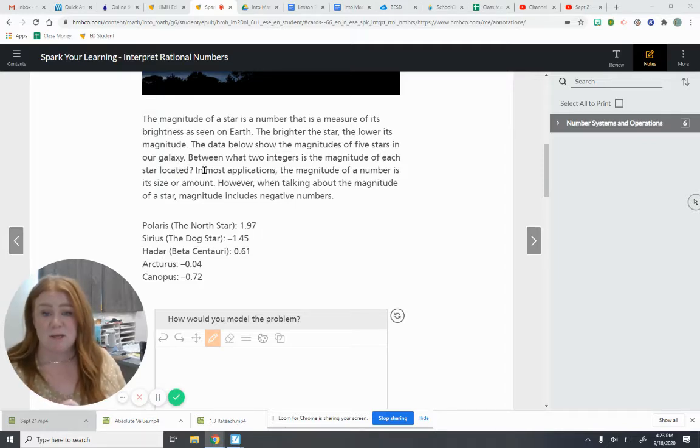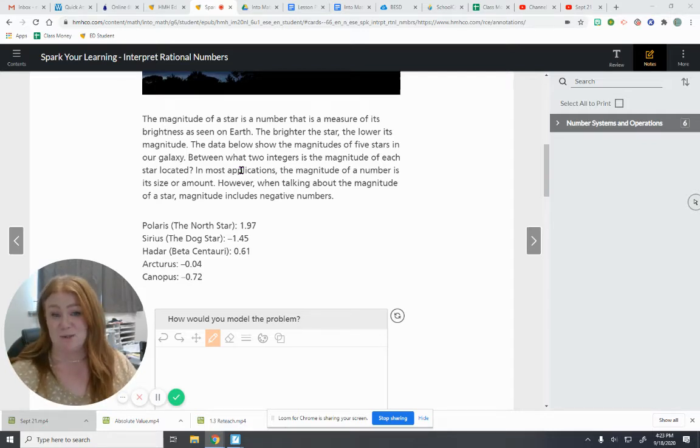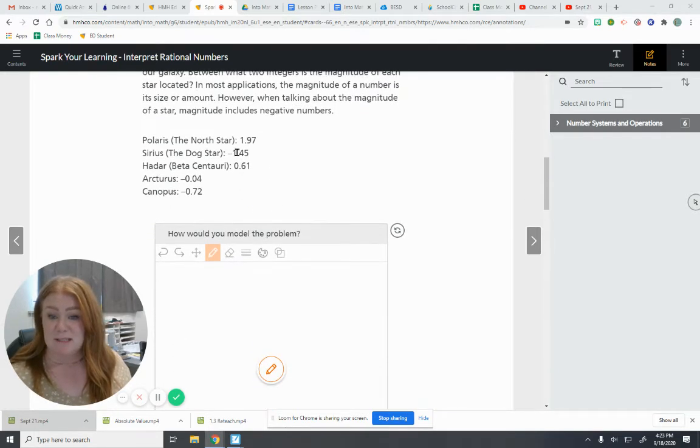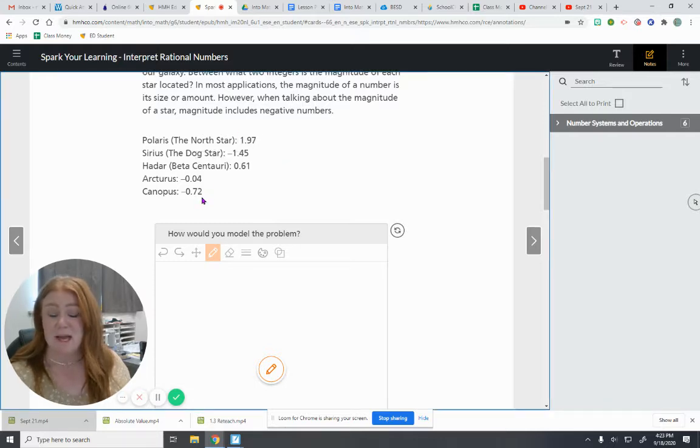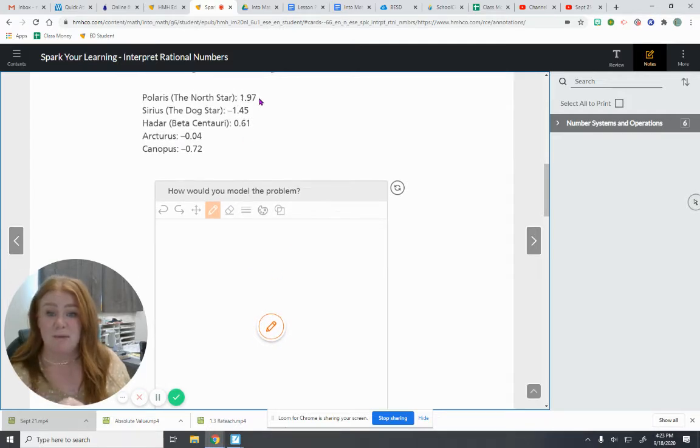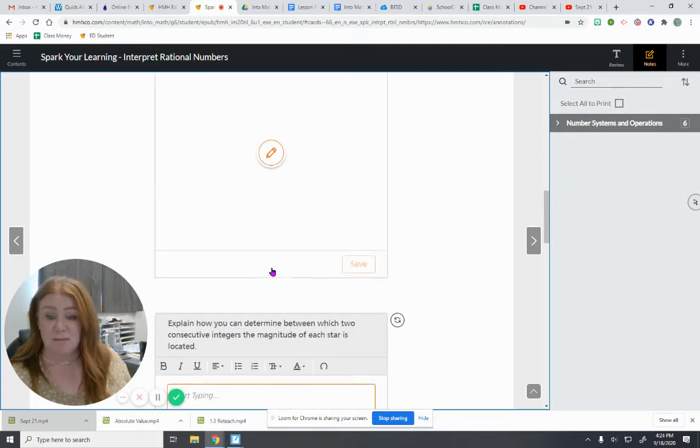of each star. So in most applications, when we're talking about magnitude, it's going to be an amount or a size. However, stars have magnitudes as well, and that includes negative numbers for stars. So we can see here, we've got all of these rational numbers here, and we need to decide where on the number line, what whole numbers, the integers, would they go between. So you're going to think about where on a number line would you put 1.97, between what whole numbers is that going to go. So here you can draw yourself a little number line.